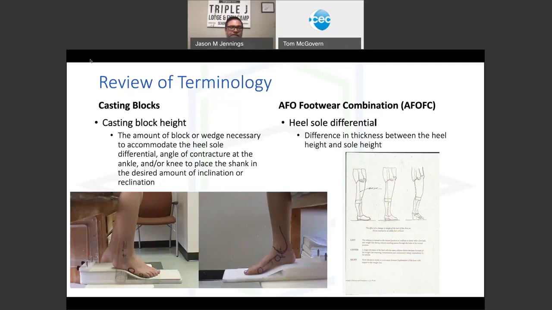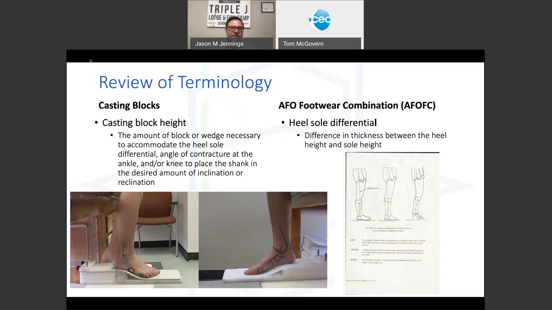When I'm casting the patient, I typically cast my patients using a casting block. The casting block represents the height of the shoe's heel and any additional necessary height to accommodate a plantar flexion contracture.